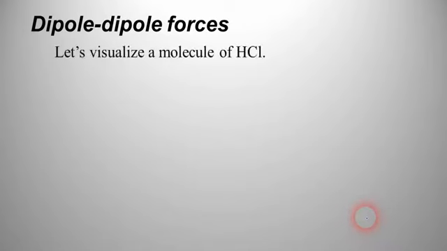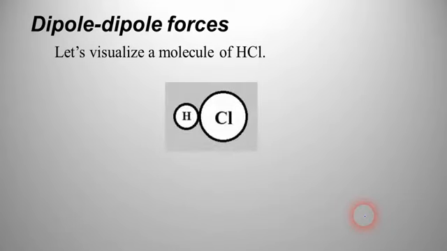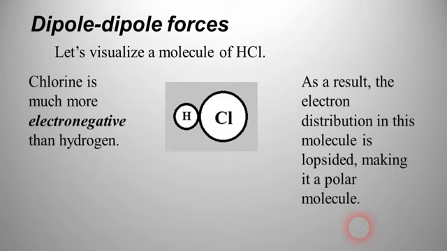This time, let's think about a molecule of HCl. So hydrogen chloride gas, and here we have a molecule of that. And we might remember from an earlier lecture that chlorine is a very electronegative atom. And so if we draw the Lewis structure for this, perhaps it's a little bit easier to see.